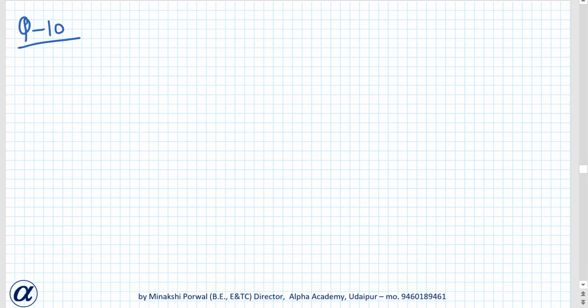Find the equation of all lines having slope -1 that are tangent to the curve y equals 1 by x minus 1. It is given that the slope is -1 and the equation of the curve is y equals 1 by x minus 1.